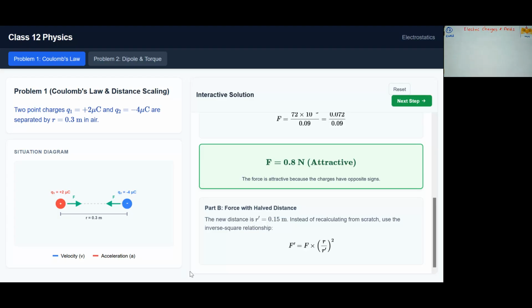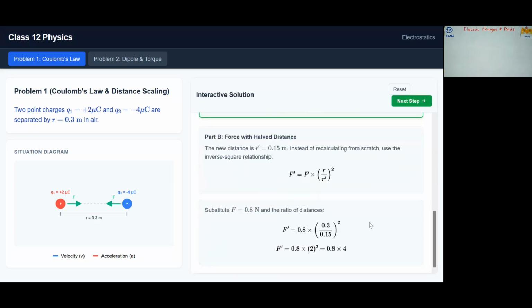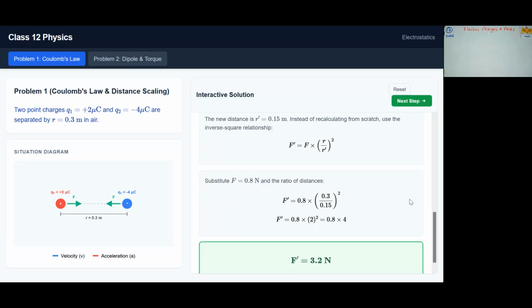Now, click the next step. F is equal to 0.8 Newton, already we got. And the ratio of distances, new distance and previous distance, 0.3 by 0.15 the whole square, which gives 2 the whole square. 2 squared means 4. So 0.8 into 4 is 3.2 Newton.